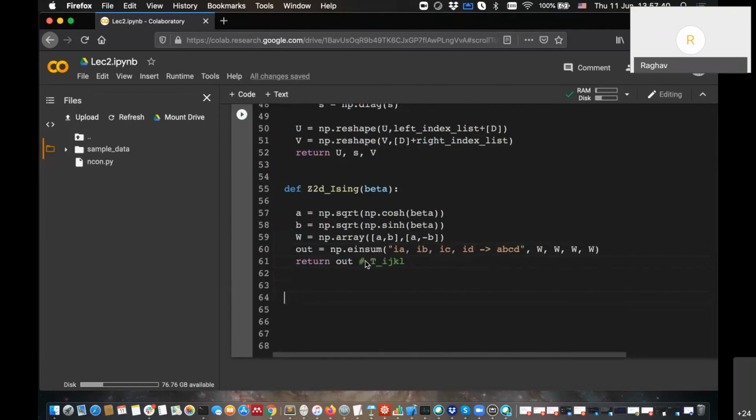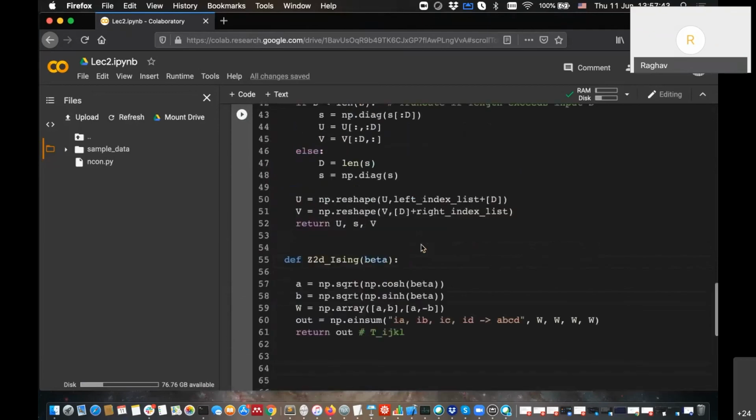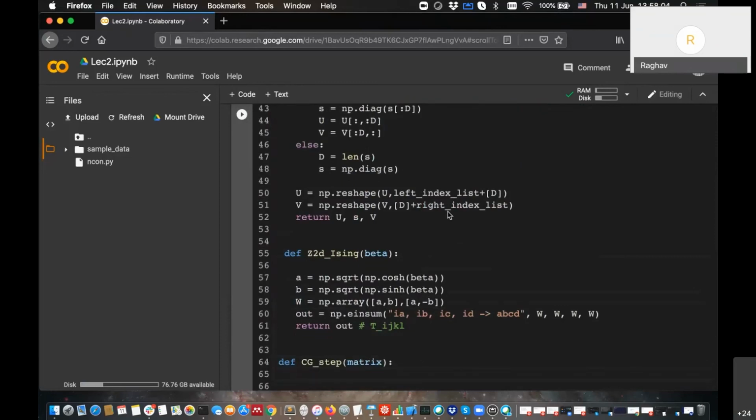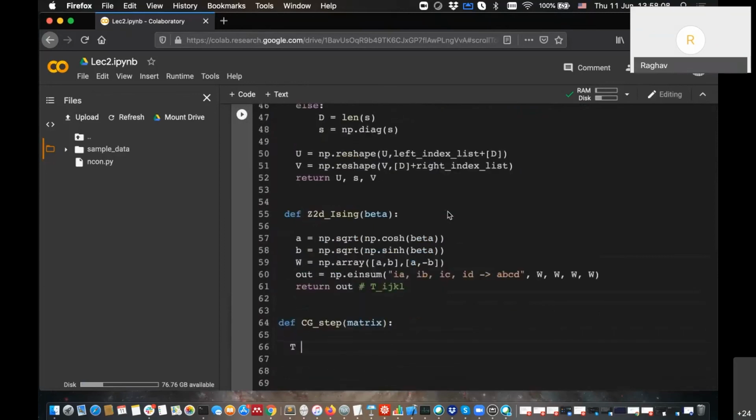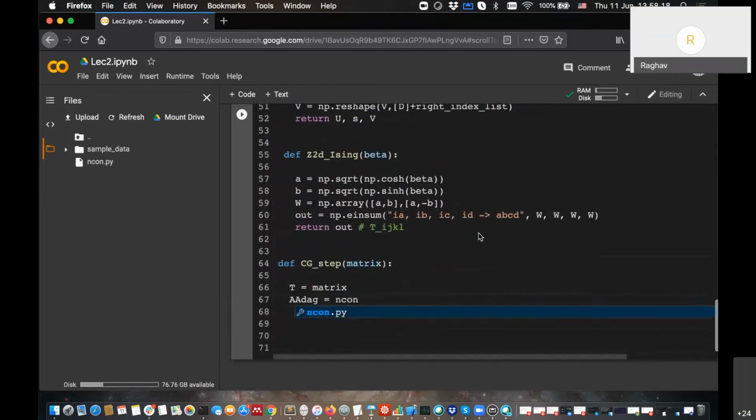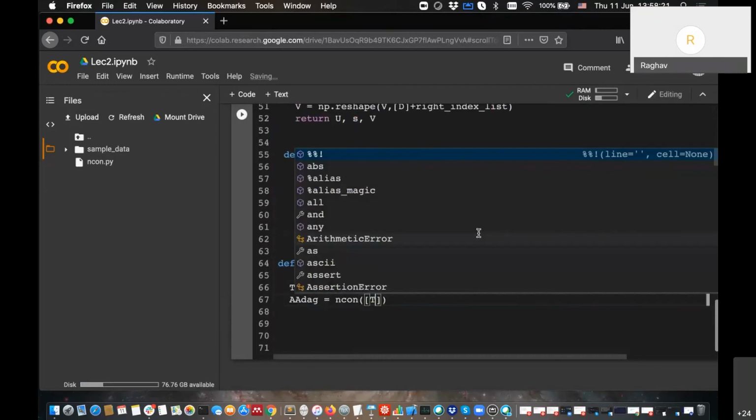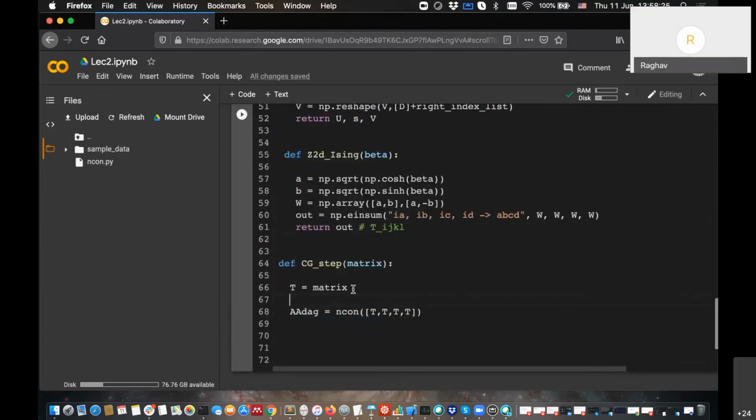Now we come to the second important routine, which is one step of coarse graining. So let's call it the coarse graining step. It will take a matrix as input, or it will also take a second input depending on. For the moment, it can just take one input. Let's say T is going to be that matrix, and then I construct AA DAG, which is going to be the network contraction of 4 of the T's, as I mentioned. So this is coarse graining along X happening right now.